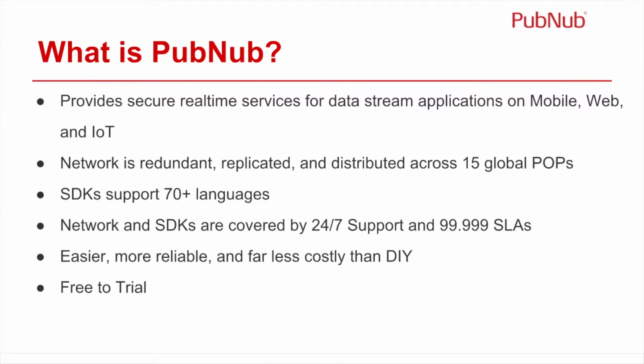So what is PubNub? PubNub provides secure real-time services for data stream applications on mobile, web, and IoT platforms. Our network is redundant, replicated, and distributed across 15 global points of presence. Our SDKs support over 70 languages, and our network and SDKs are covered by 24/7 support and 5.9 SLAs. We're easier, more reliable, and far less costly than do-it-yourself, and best of all, we're free to trial.